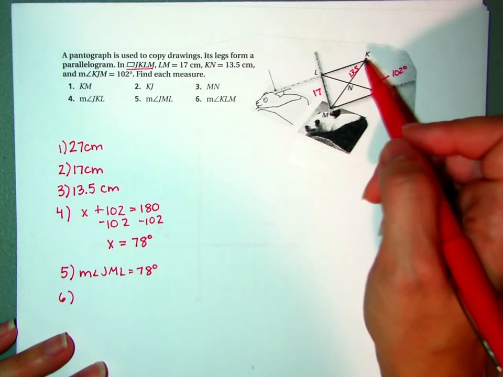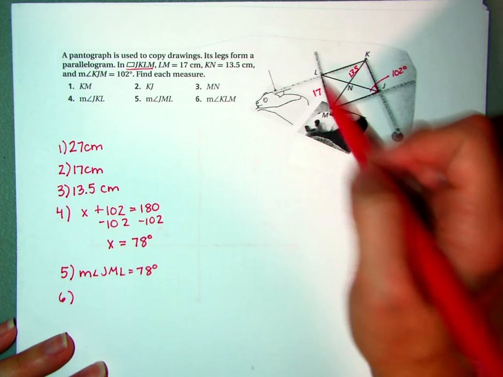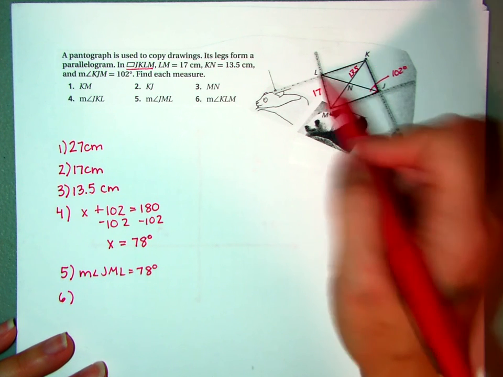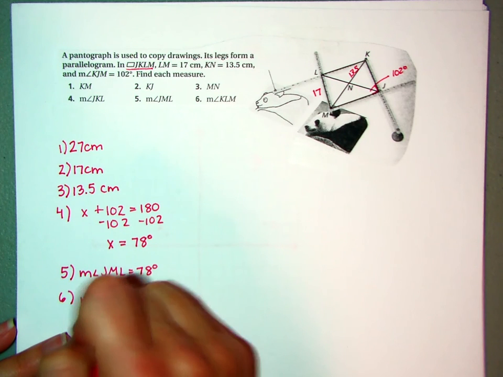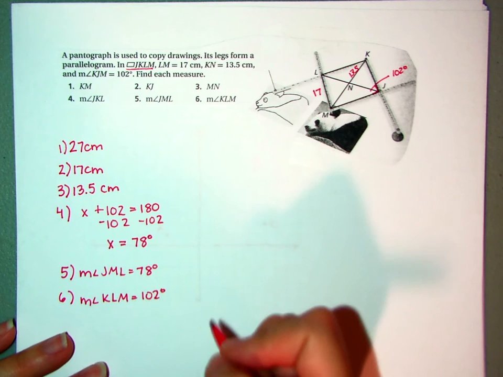Number 6, we're supposed to find KLM. Well, KLM is opposite of this angle over here, and again the opposite angles are going to be congruent. So we're looking at the measure of angle KLM to also be 102 degrees.